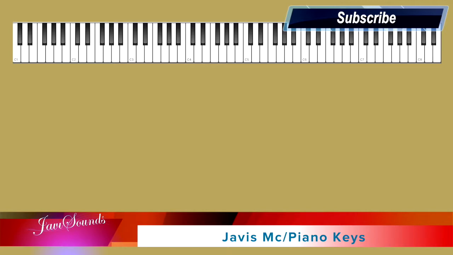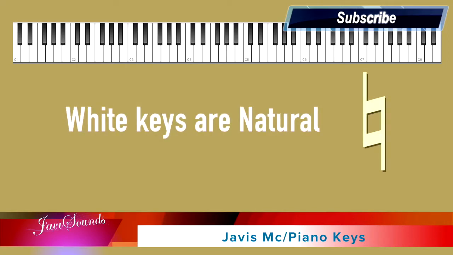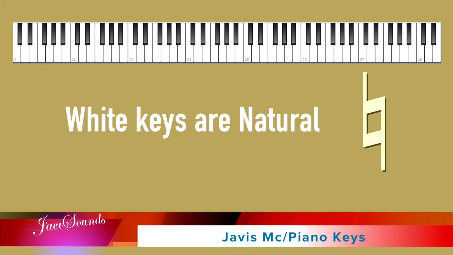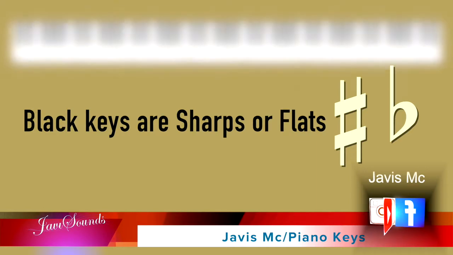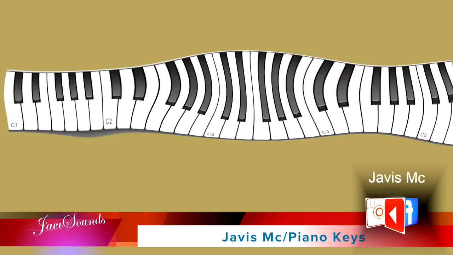So before I show you the name of the keys, let's first look at the colors. We have the white and the black. All the white keys on the piano roll are called the natural keys. And all the black keys, the ones that are raised, are called the sharps or flats of the natural keys. Remember, all the white keys are natural, and all the black keys are either sharps or flats. So let's look for the home. The home is the key of C.